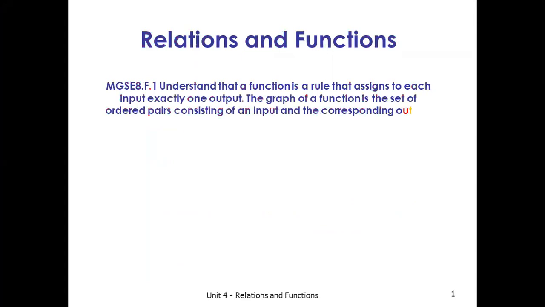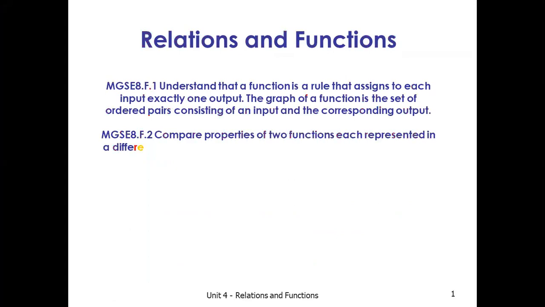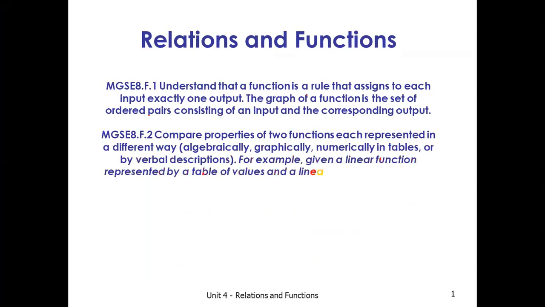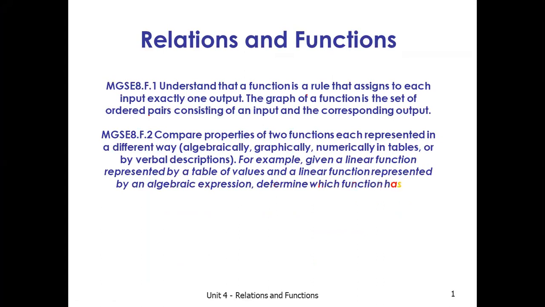Okay? The objective of this course is to understand that a function is a rule that assigns to each input exactly one output. The graph of a function is the set of ordered pairs consisting of an input and the corresponding output. Compare properties of two functions, each represented in a different way: algebraically, graphically, numerically in tables, or by verbal descriptions. For example, a given linear function represented by a table of values and a linear function represented by an algebraic expression. Now we're going to determine which function has the greater rate of change.